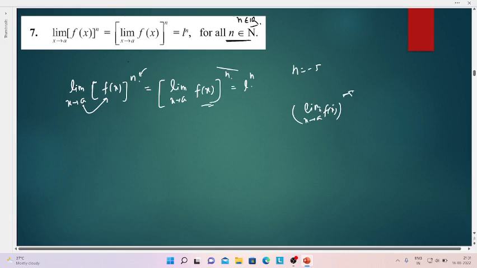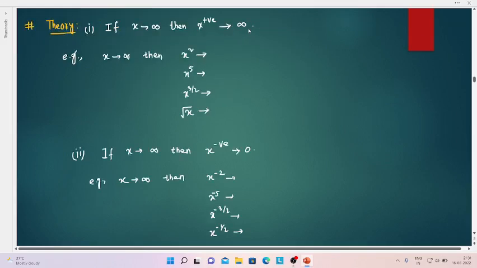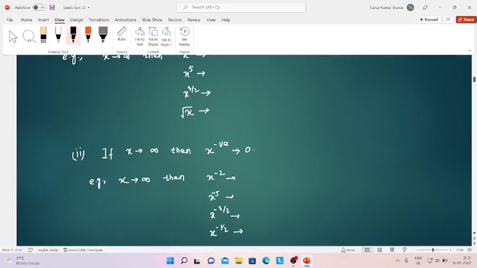If that part becomes 0, then it becomes 1 by 0 to the power 5, I mean 1 by 0, which is undefined. So it is very necessary that n should belong to the natural numbers, or n should be a positive number, right? You have to remember that. So let's move to the next slide.